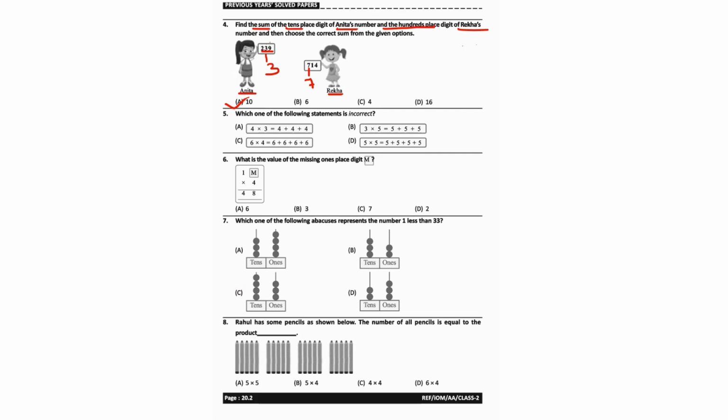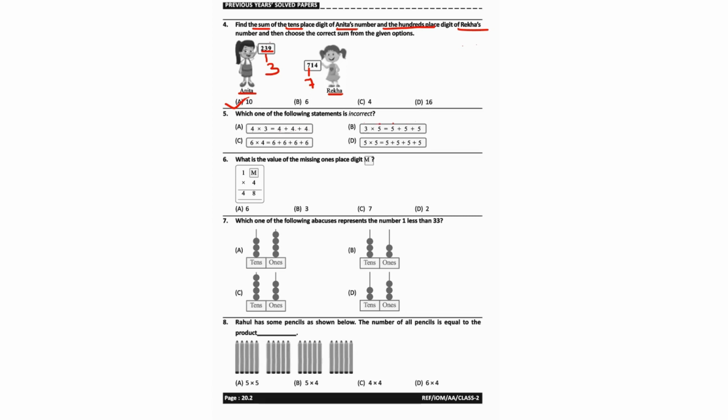4, 3 times. 4 plus 4, 3 times 4. You know, multiplication is nothing but repeated addition. When you talk about multiplication, that is nothing but repeated addition. So 4 3 times, 4 plus 4 plus 4. 4 is present 3 times. If you look at this option, 3 into 5. 5 is also present 3 times over here, 5 into 3. It can be either way. It can be 3 5 times or 5 3 times.